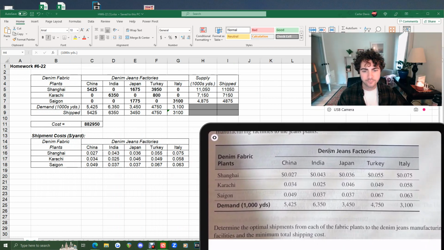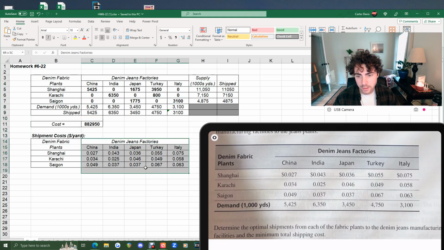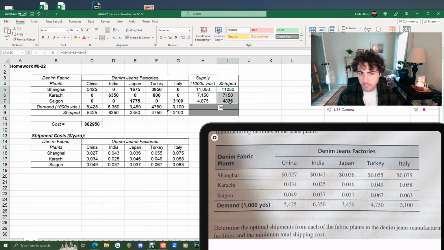All right. So they have their costs, a separate chart right here. They have their supply from each of the factories. We're shipping every little bit, every last yard of denim. These factories, the jean factories, are demanding this many thousands of yards. That comes from right here. And we want to meet their demands. And then cost is just going to be the sum product of all of these.